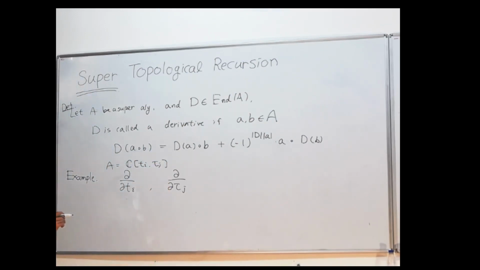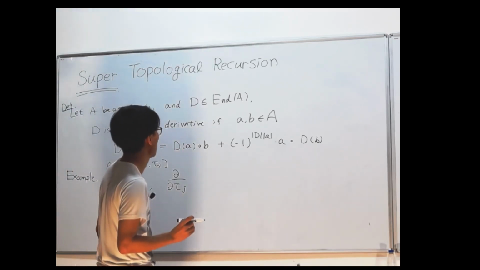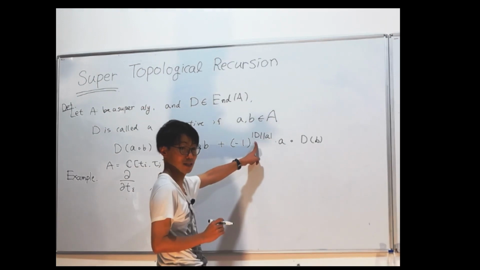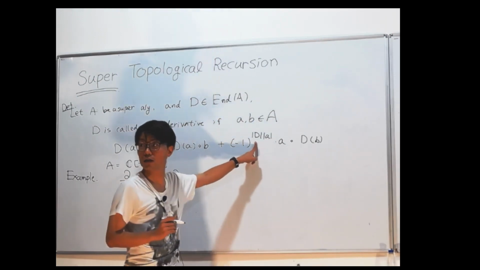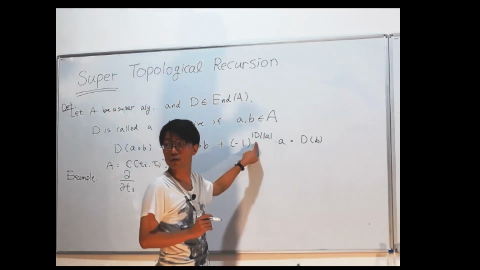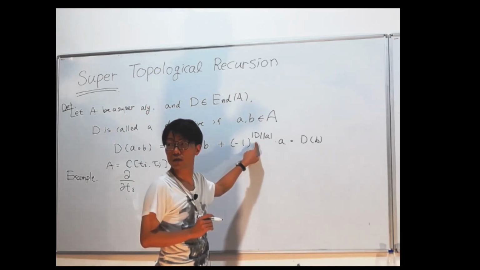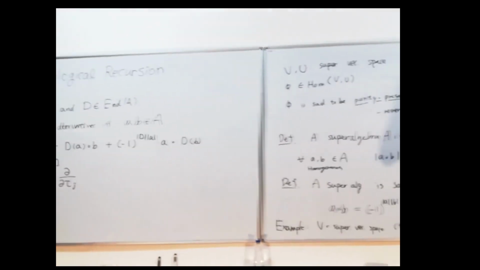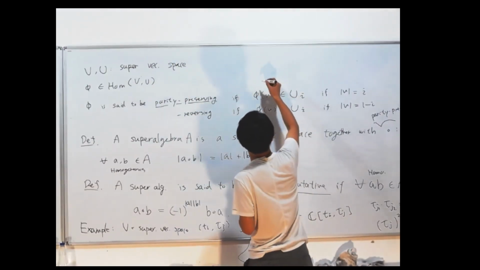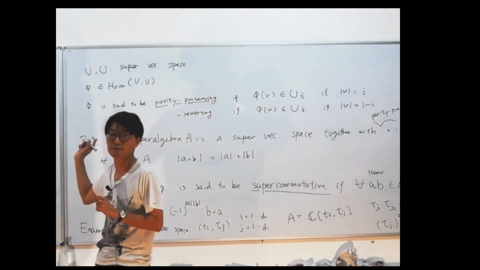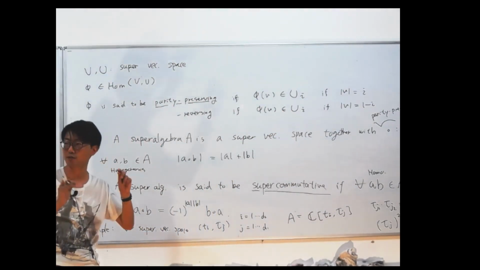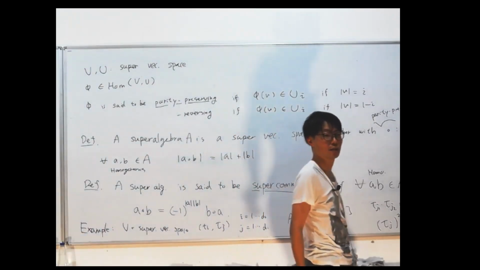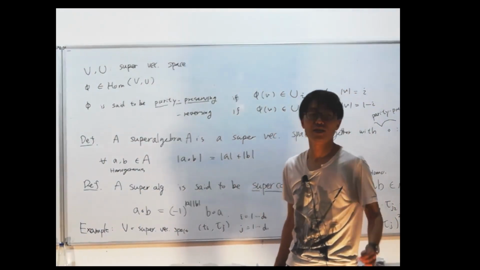Any typo? This is D. You haven't written it, but the parity of a morphism is 0 if it's parity preserving. Yes, sorry, that's also true. The parity of a morphism is 0 if it's parity preserving. But by definition, it has to be either parity preserving or parity reversing. Yes, right.